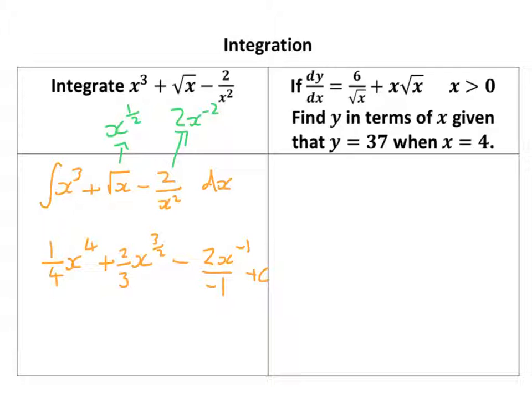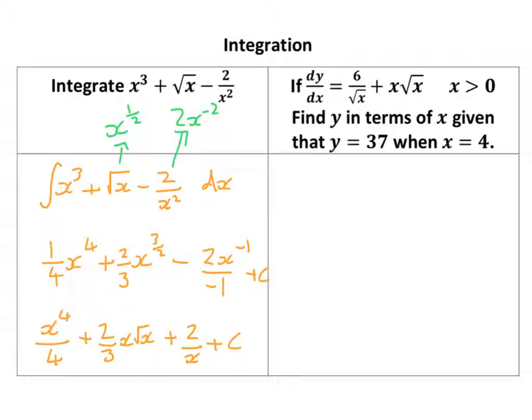Now I'm going to simplify this, and I'm going to go x to the power 4 over 4 plus 2/3. You could write this as x root x, that's absolutely fine, or you could leave it as x to the power 3 over 2. Now I've got a negative there, so I'm going to do this. You could again leave that as x to the power minus 1, that's fine, plus c. All right, so there's the first one.